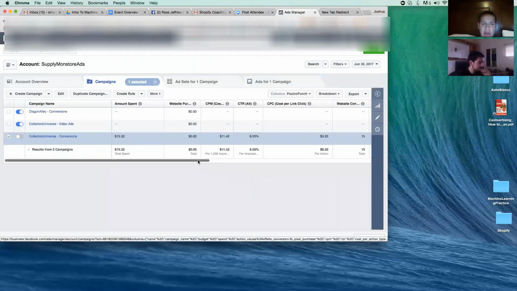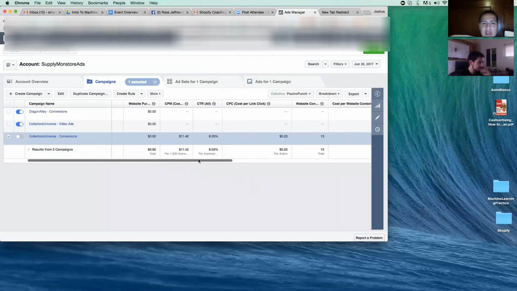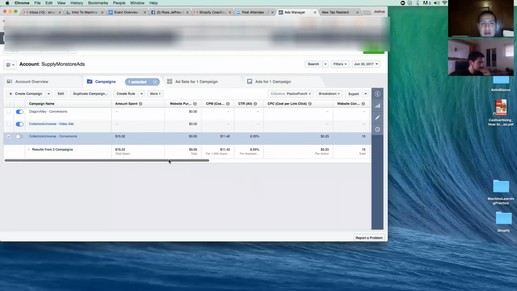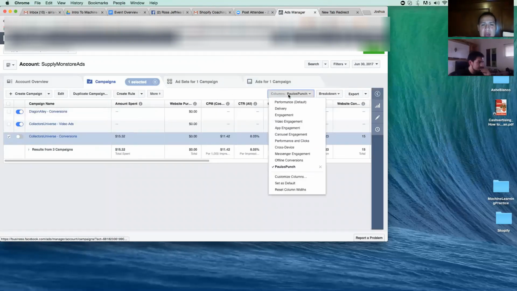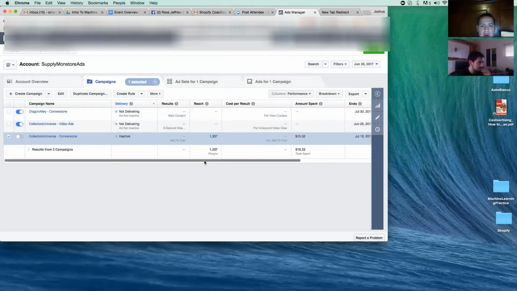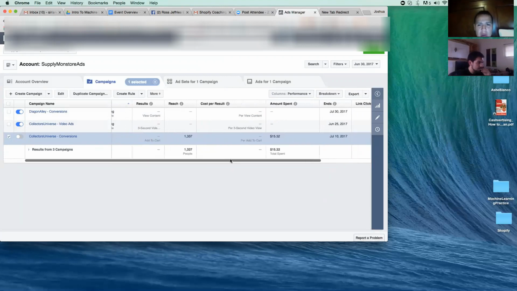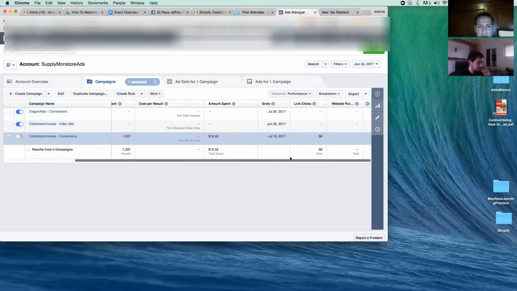So right off the bat, the big thing that I see here is, all right, really quickly, click on columns again, and then just click performance for now. Keep going. Okay, so it looks like your budget was like $15. Is that about right? Yeah.